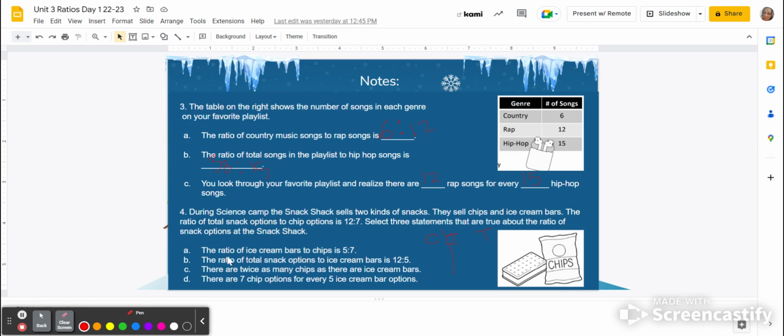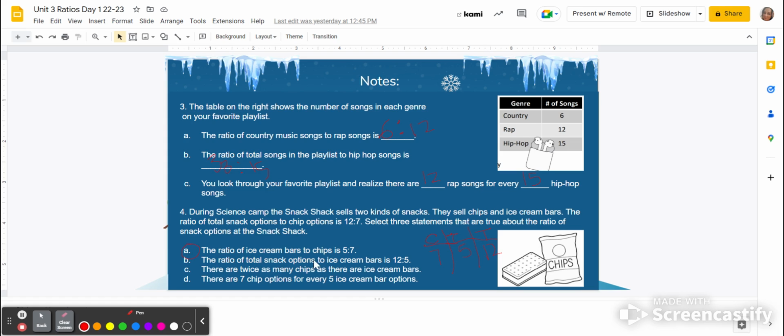So if I look here, it says the ratio of ice cream bars to chips is 5 to 7. So I have 5 ice cream bars. I have 7 chips for a total of 12. So that's how my table would look. So the ratio of ice cream bars to chips is 5 to 7. Is that true? Yes, I have 5 ice cream, 7 chips.